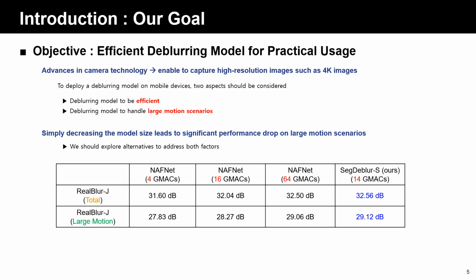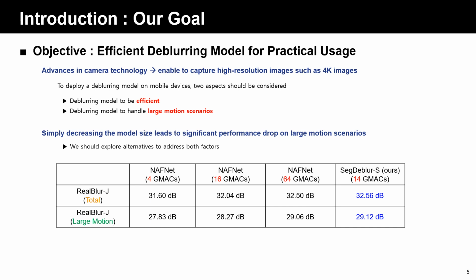So far, we have discussed the previous methods and their limitations in terms of practical usage. As recent advances in camera technology enable us to capture high-resolution images like 4K images, dealing with large motion in high-resolution images is required nowadays. Also, in order to use the deblurring model in resource-constrained devices like mobile devices, an efficient model capable of handling large motion is necessary. This is our goal in our paper.